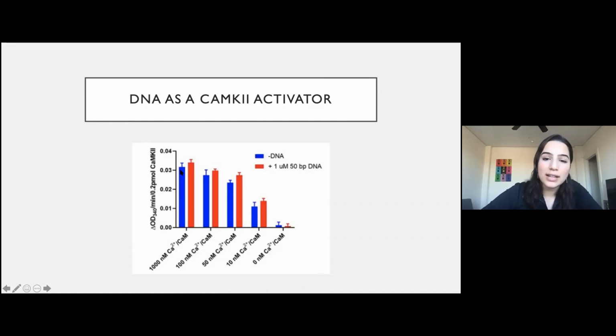So we see here that in the minus DNA condition, you see slightly lower activation of CaMKII due to the decrease in absorbance of NADH. And then in the red, we added DNA and we see increased activity of CaMKII in almost every condition except for the 0 nanomolar calmodulin, which makes sense.